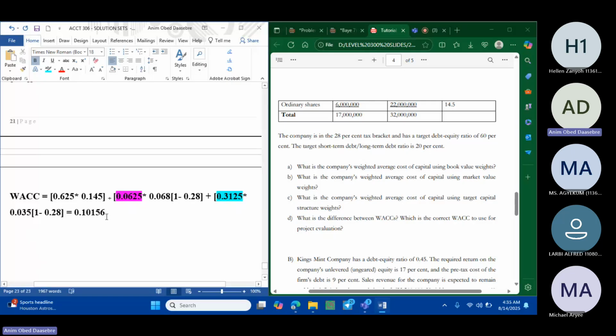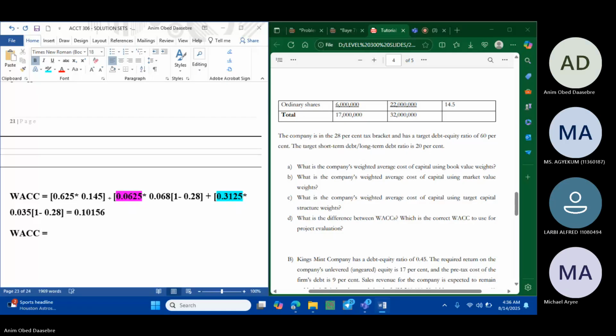So it's 10.15% or 10.16%. Yeah, so 10.16%.